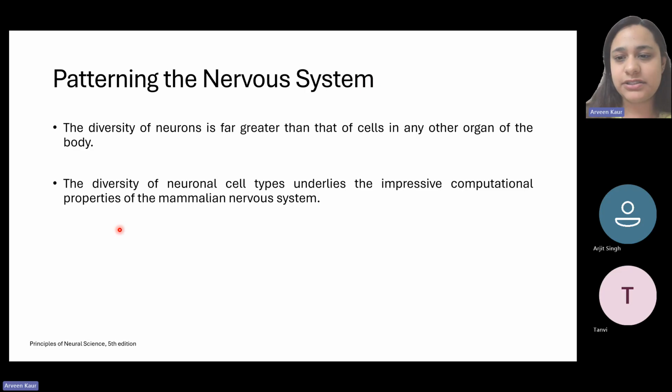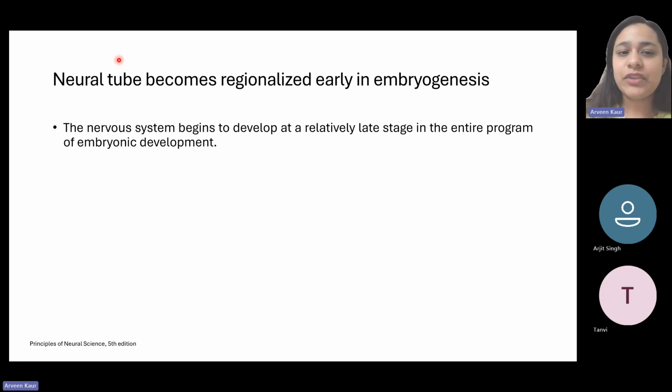What does patterning of the nervous system mean? It basically means how the diversity of neuronal cell types present in the mammalian nervous system are differentiated and how they are distributed across the nervous system, right? So first we saw that the neural tube is actually the first nervous system component that comes into existence, right?